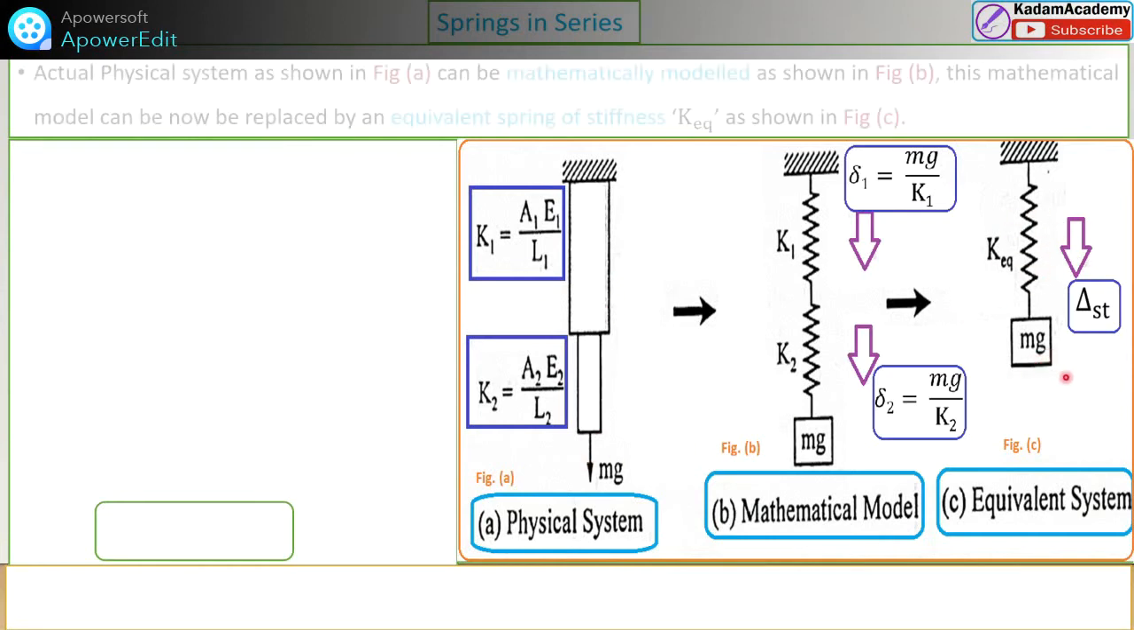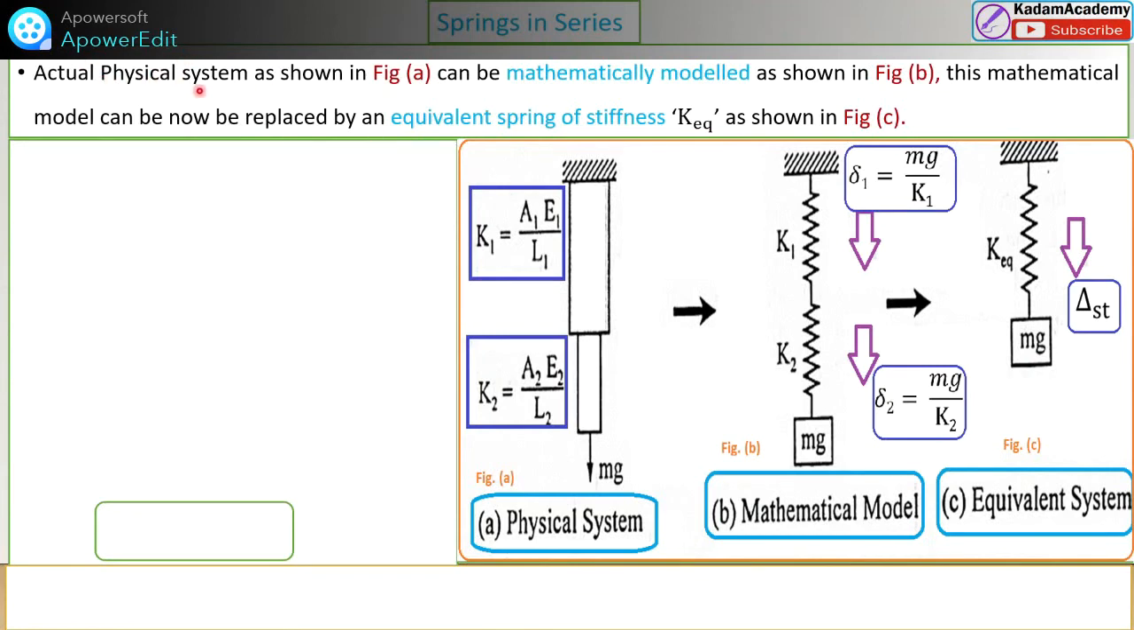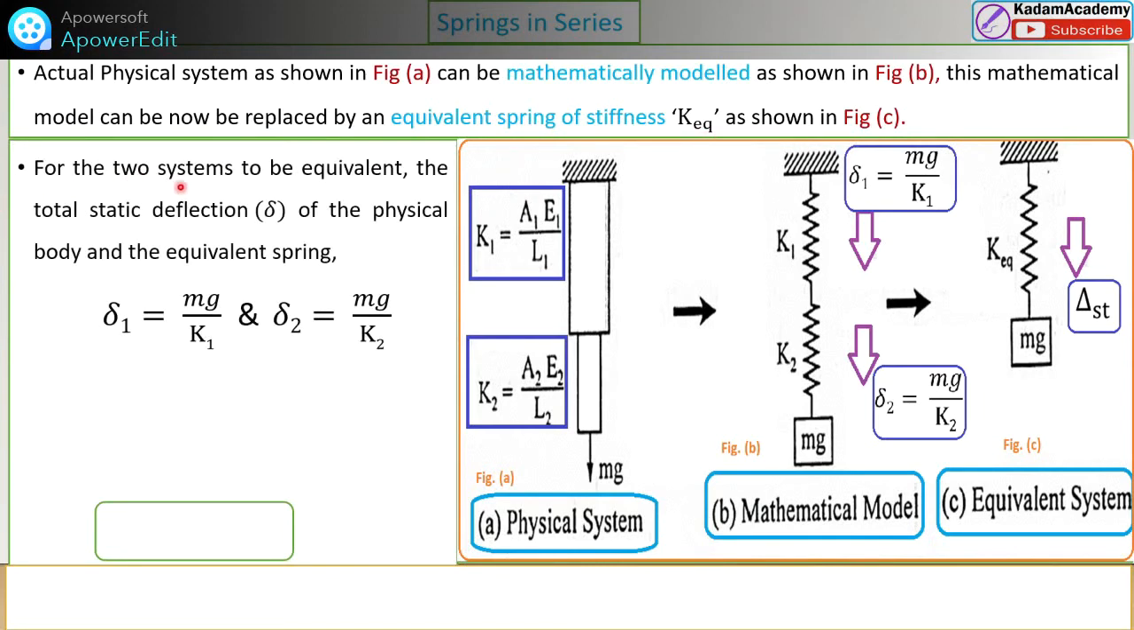But how does it happen? The actual physical system as shown in figure A can be mathematically modeled as shown in figure B, and this mathematical model can now be replaced by an equivalent spring stiffness K equivalent as shown in figure C. For these two systems to be equivalent, the total static deflection delta of the physical body and of the equivalent spring is delta 1 plus delta 2.